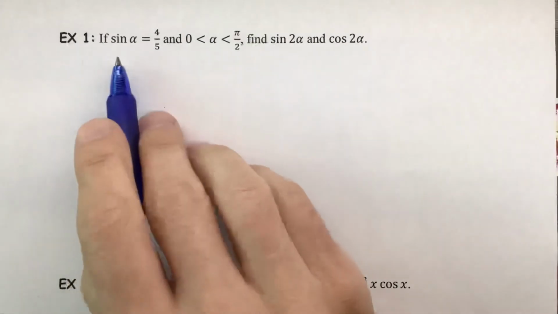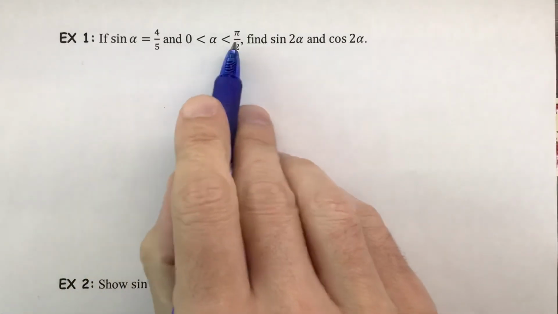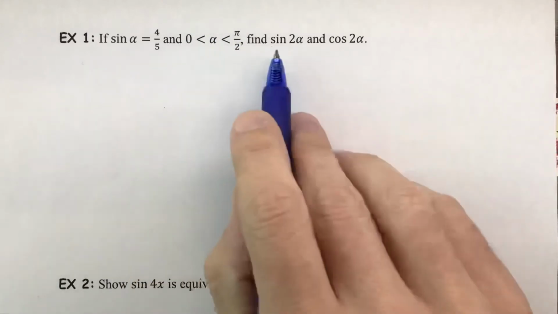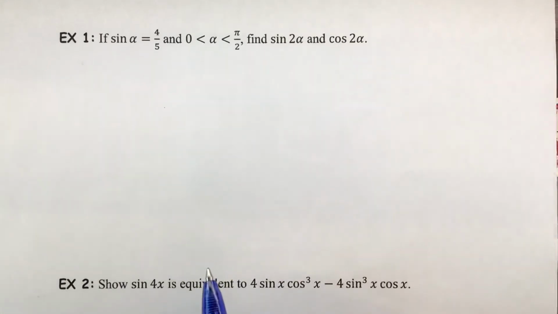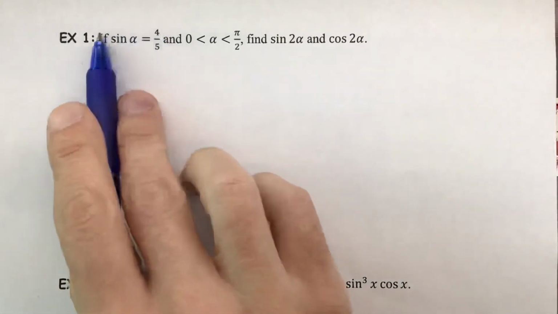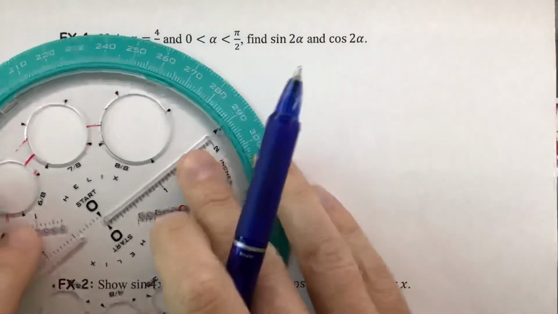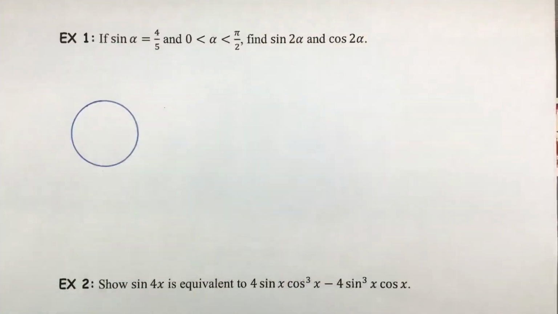Example 1: if the sine of alpha is equal to 4/5 and alpha is located between 0 and pi over 2, that means that it would be in the first quadrant. If we have that, then let's go ahead and find the sine of 2 alpha and the cosine of 2 alpha. Since the way that this is being described at the beginning, what I'm going to do is go back to making that circle and just sort of getting everything organized.